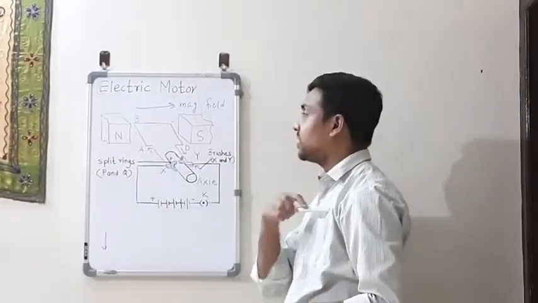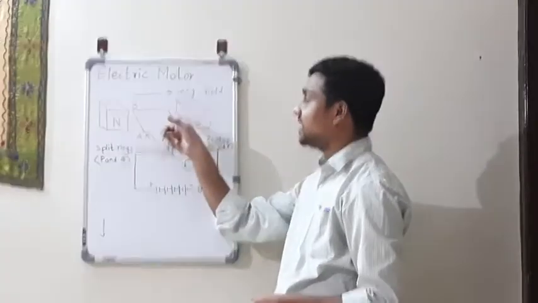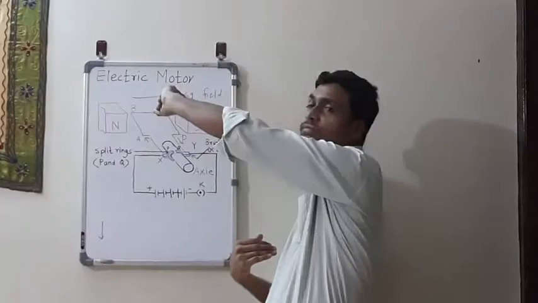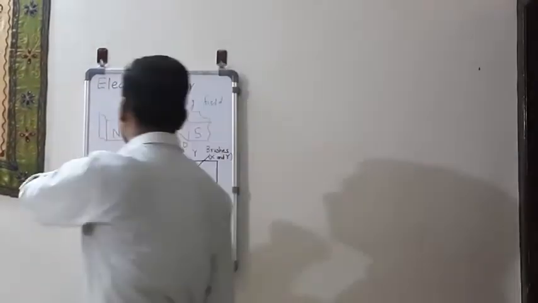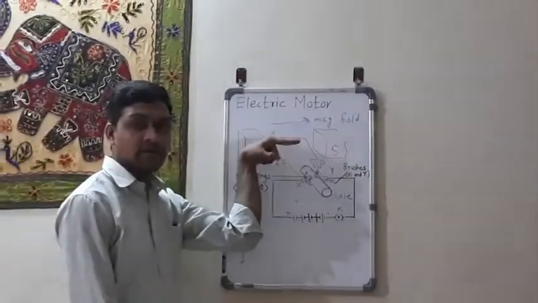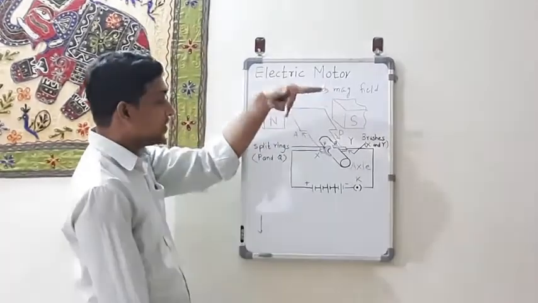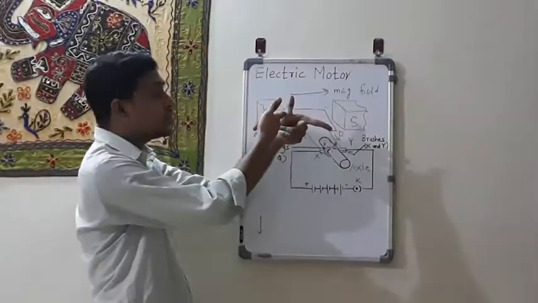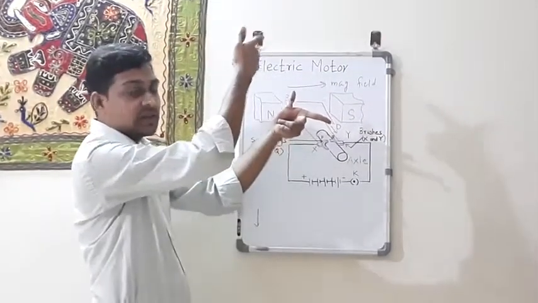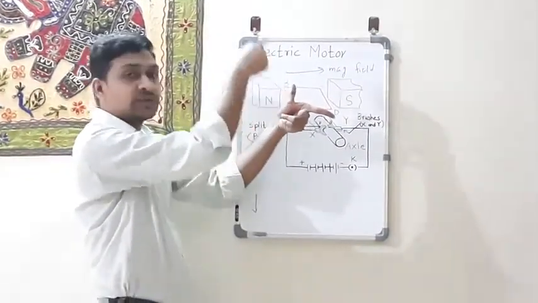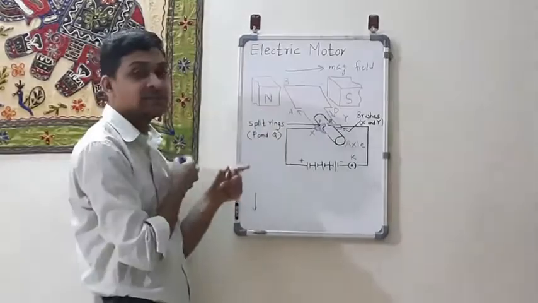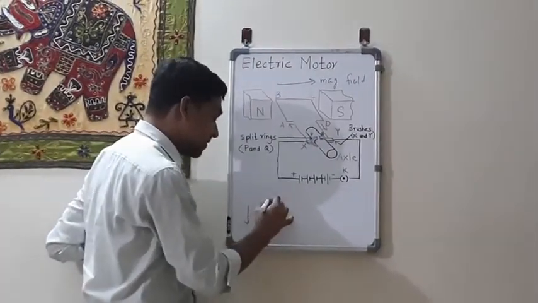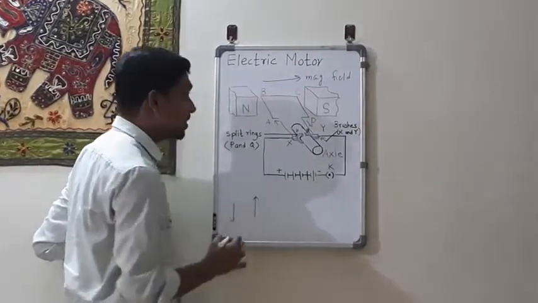In the same way, current is passing in CD in this direction, from C to D, so again we can use Fleming's left hand rule. The magnetic field is from north to south. Current is flowing from C to D, coming outward like this, and the force will be in the upward direction. So CD will experience force in the upward direction, whereas AB is experiencing force in the downward direction.